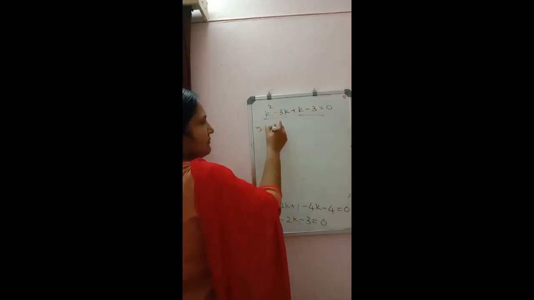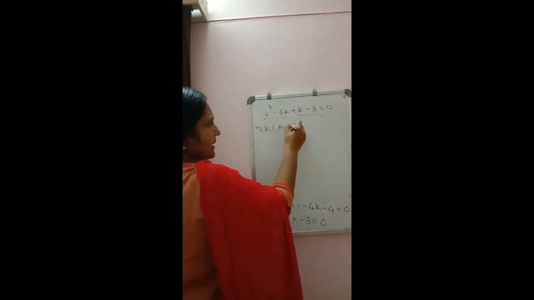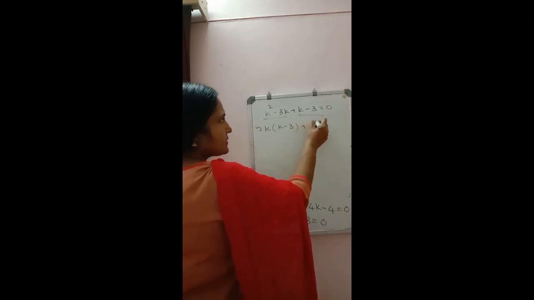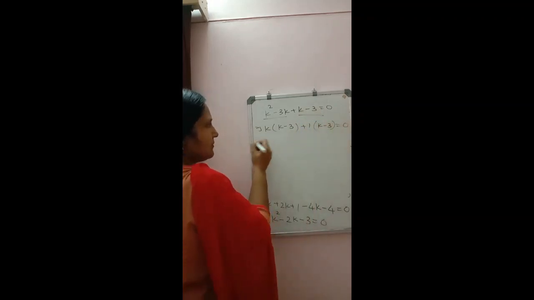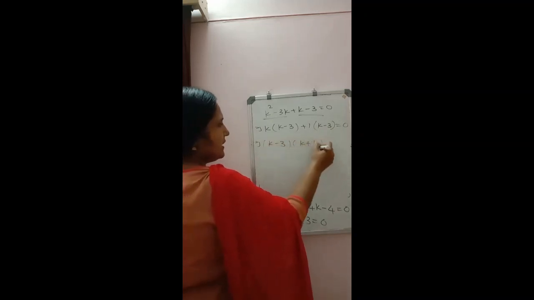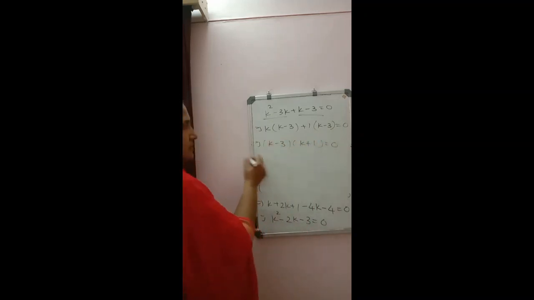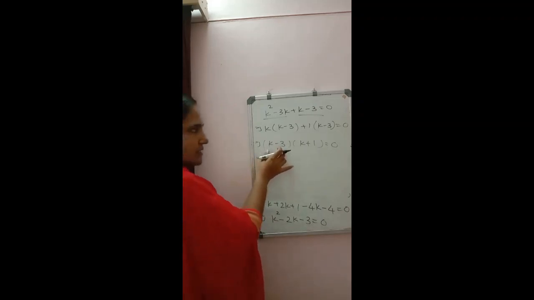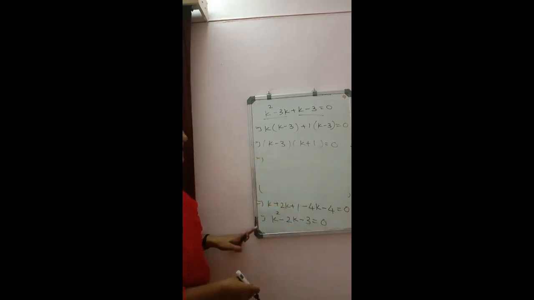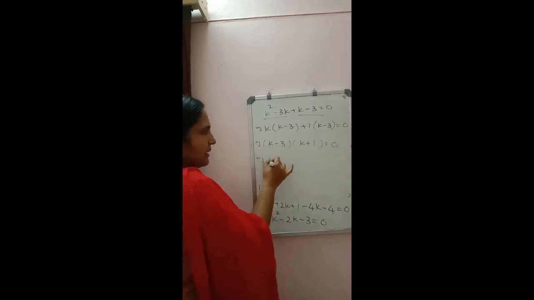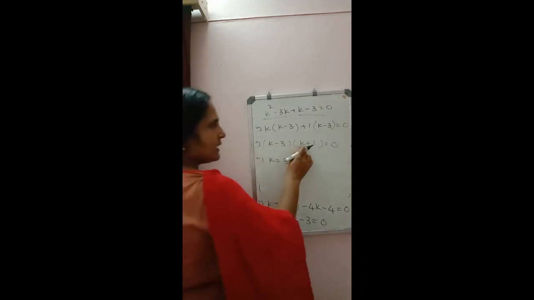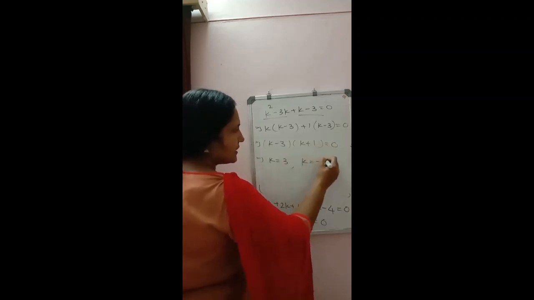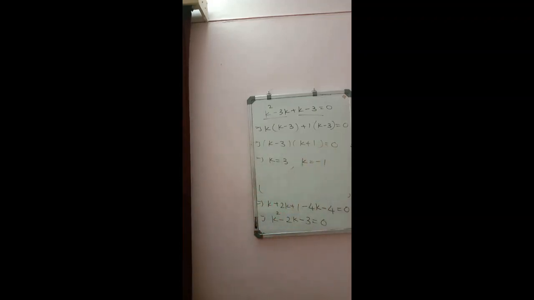We'll take k common from these two terms. Then inside the bracket k minus 3, plus 1 taken common, inside the bracket k minus 3 is equal to 0. So k minus 3 is a common factor. K minus 3 into k plus 1 is equal to 0. So either this expression is equal to 0 or k plus 1 is equal to 0. If k minus 3 is equal to 0, then we will get k is equal to 3. If k plus 1 is equal to 0, we will get k is equal to -1.